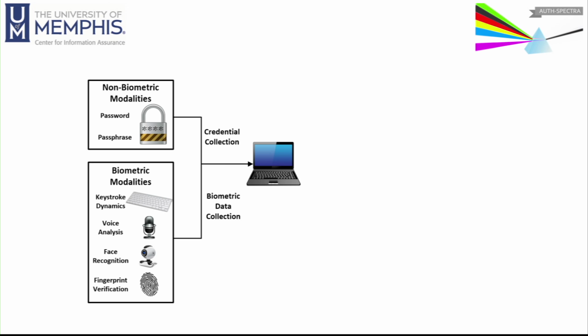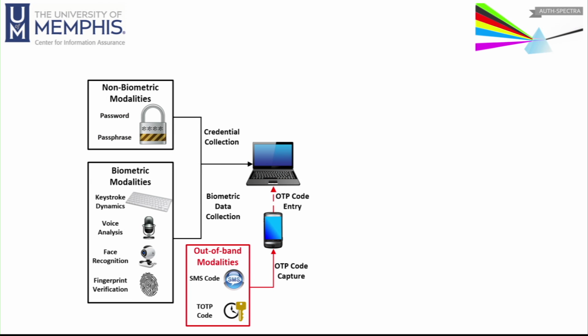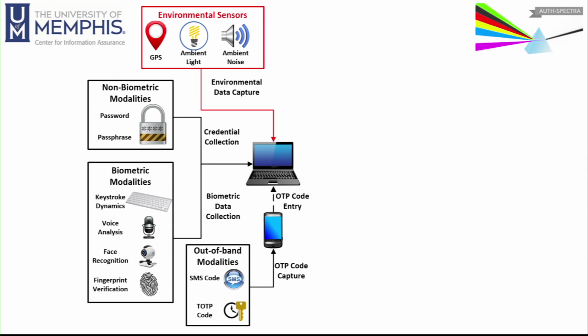The A-MFA system uses both biometric and non-biometric authentication modalities. Our prototype includes keystroke, voice, face, and fingerprint biometrics, as well as the standard password and passphrase modalities. No biometric data is stored on the client device. In addition to these, out-of-band modalities such as SMS and time-based one-time passwords are supported through the use of mobile devices. The client application captures the ambient light, noise, and location to determine the user's surrounding conditions.